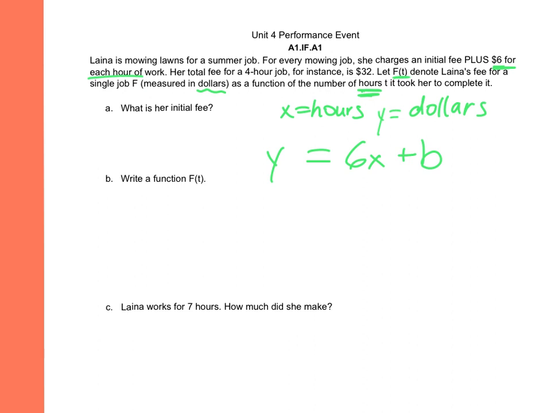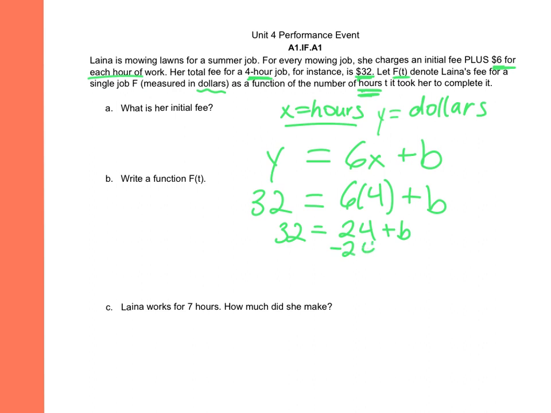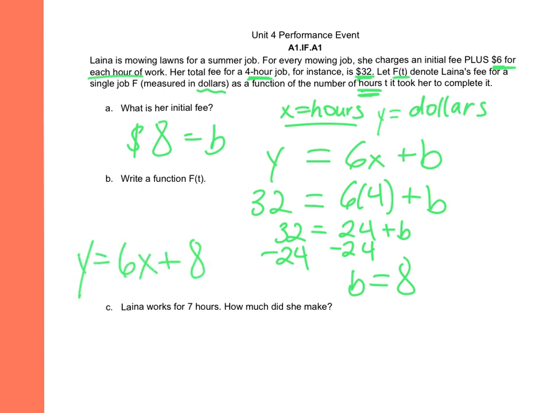How do you think I'd solve for b? 4 is the hour, right? So I'd plug that in for x, so 6 times 4. And 32 is y. And now I can solve for b. What is 6 times 4? 24. And now I need to subtract: 32 minus 24. What does b equal? 8. So her initial fee is $8. b equals $8. Write this as a function: y equals 6x plus 8.